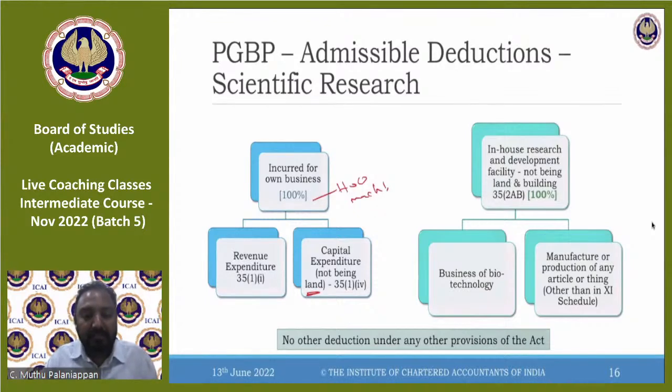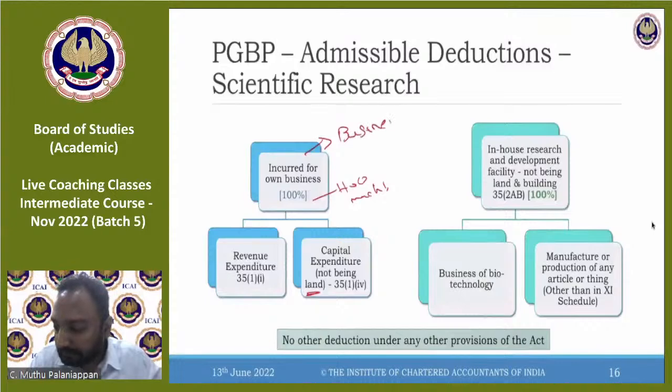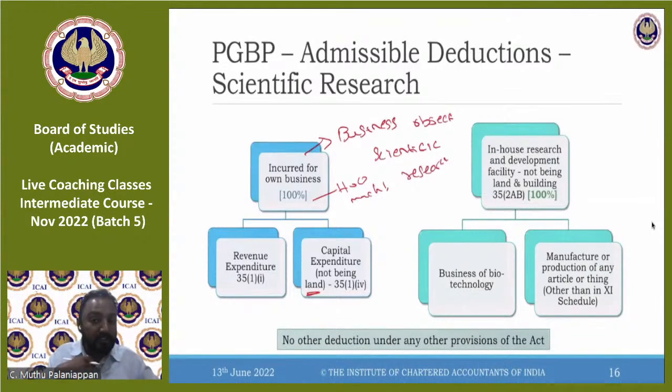And the third category we spoke about is in-house research: an in-house research and development facility not being land and building. So I'm doing an in-house research facility. Here, the business objective itself is scientific research. When I'm saying own business, my business is in the field of scientific research. In that case, the revenue expenditure and capital expenditure are considered as a deduction.